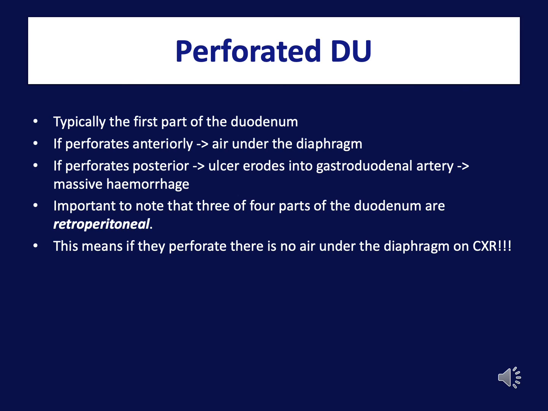Perforated duodenal ulcer, or a PERF-DU, is one of the most common and important causes of the acute abdomen. It typically affects the first part of the duodenum. As you know, there are four parts. Classically, it's described that if it perforates anteriorly, it causes a pneumoperitoneum, and if it perforates posteriorly, it causes hemorrhage. This is because there's a vessel called the gastroduodenal artery which lies in close relation with the posterior part of the first part of the duodenum. Now, it's also important and interesting to know that the second, third, and fourth parts of the duodenum are retroperitoneal. So if they perforate, then you would not get the classic chest X-ray finding of a pneumoperitoneum.